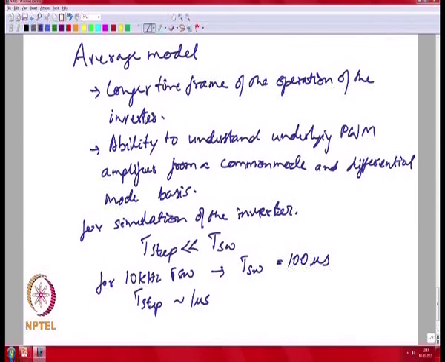Whereas, if you now look at it on an average basis, you might actually just do one computation per switching period. So you are talking about advantages of 100 to 1000 times increased speed in your computation. Something which might take hours on a switching model can be done maybe in a few minutes or maybe just a minute in your average model.